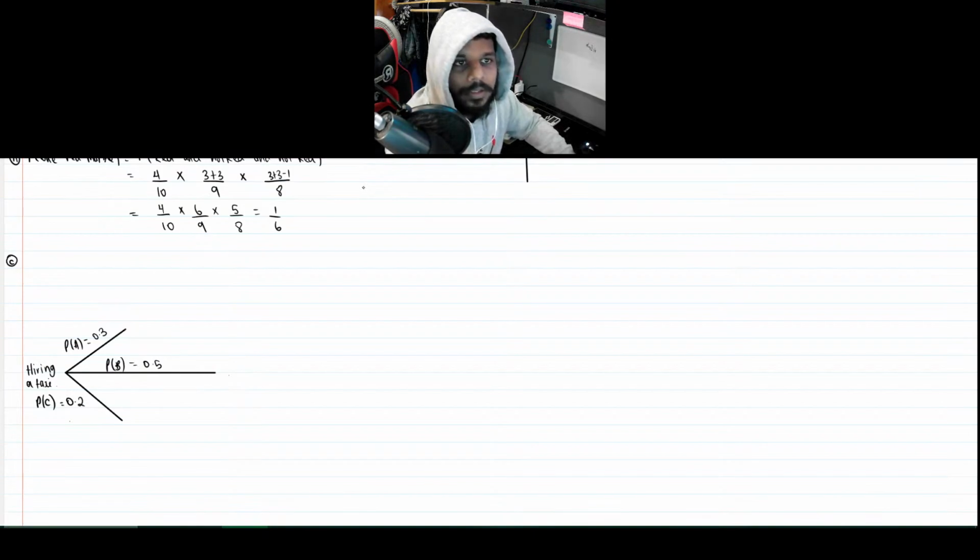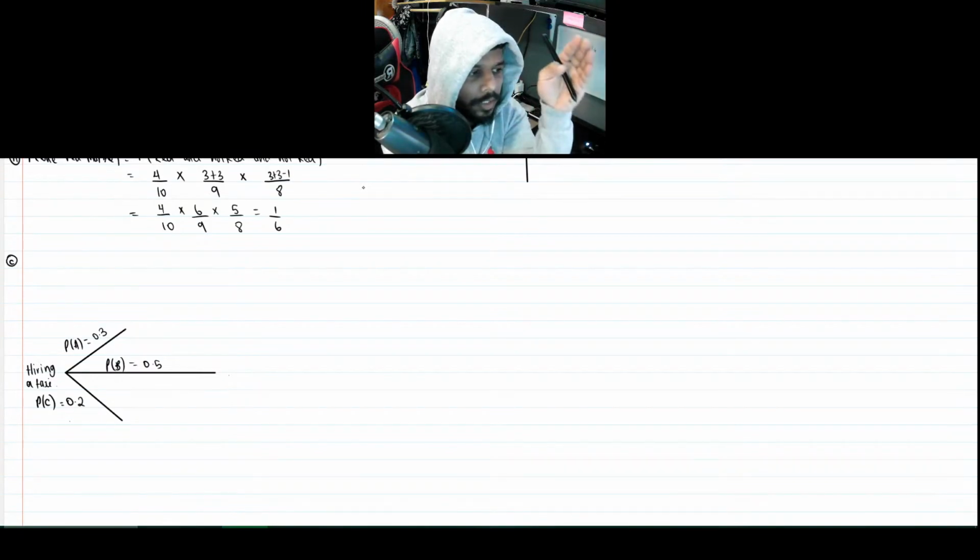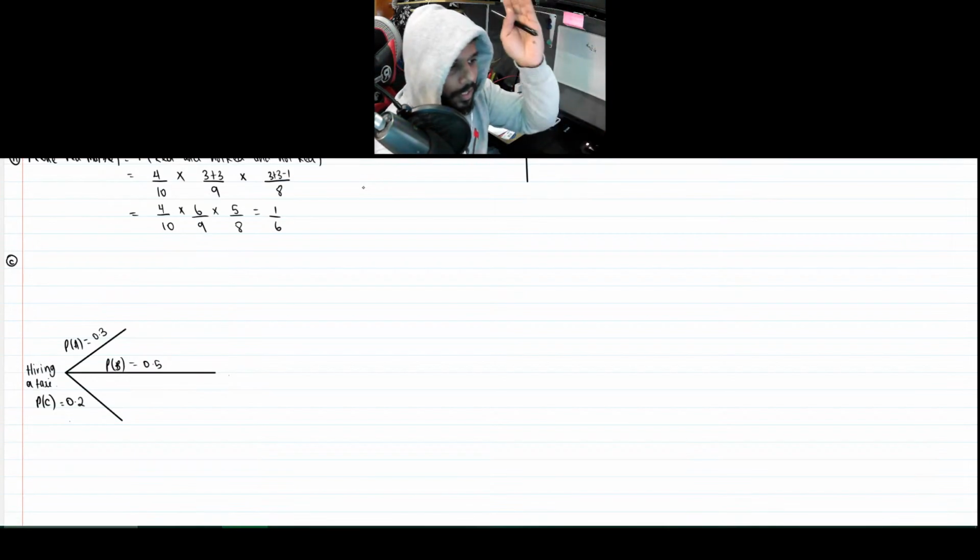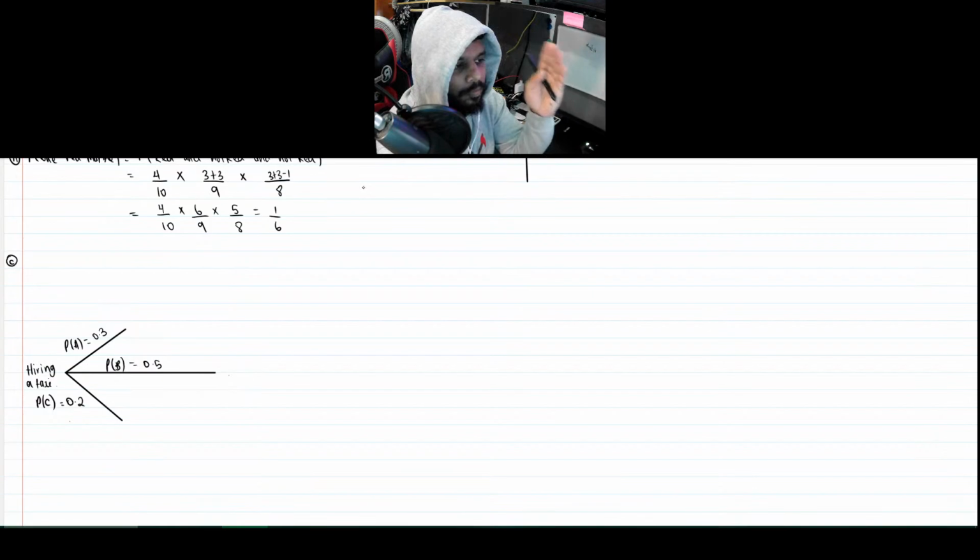Now, a way you can double check your branches: when you add up the probabilities vertically in a branch, you're supposed to get 1. So I can double check this here. This is my adding up vertically. For my first branch, I will have 0.3 plus 0.5 plus 0.2 and I get 1. That is an easy way to double check your answer moving forward.